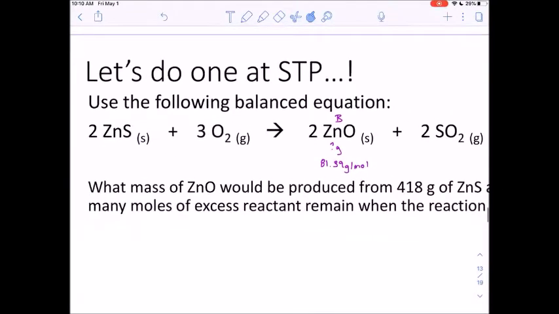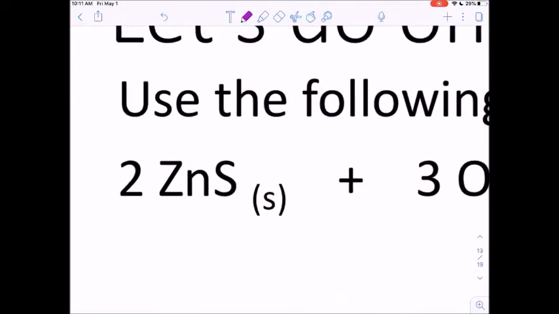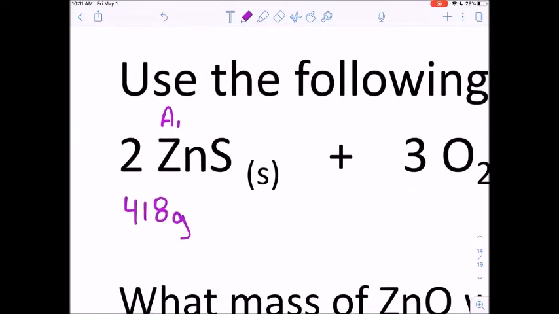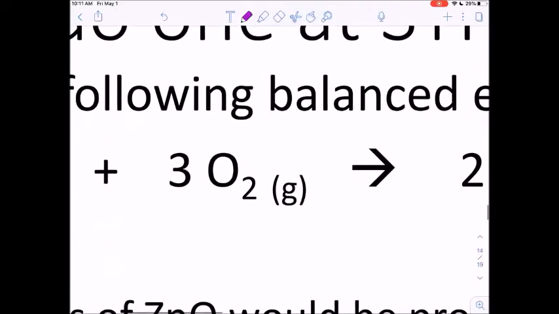So my molar mass is written down there, and then I'm going to write down my A values. I'm going to have two A values. I'm going to start with my 418 grams of zinc sulfide in one of them. So this will be A1, and I have 418 grams, which means I need a molar mass. So I'm going to write down my molar mass of 97.46 grams per mole. And then the second piece of information it gave me was that I had 185 liters of oxygen, and it was stored at STP. And this is going to be my A2.